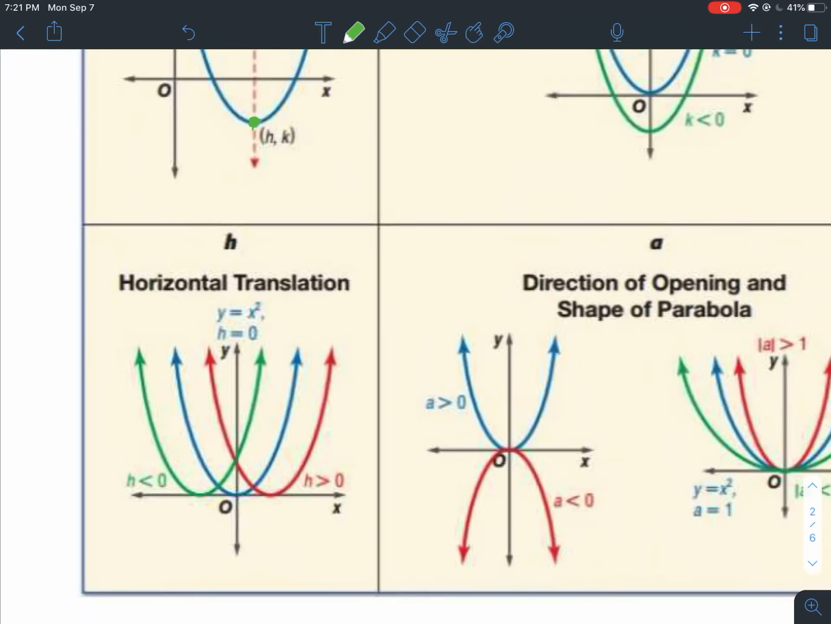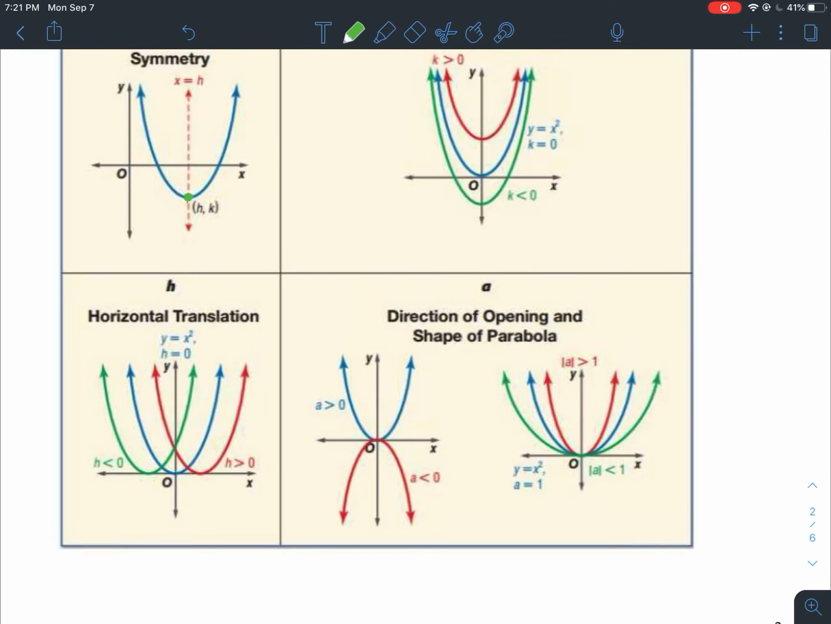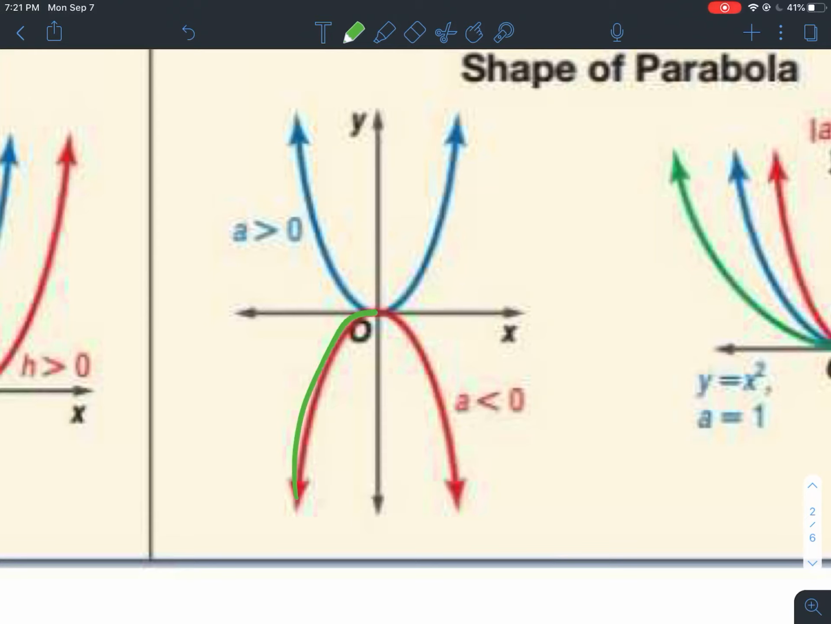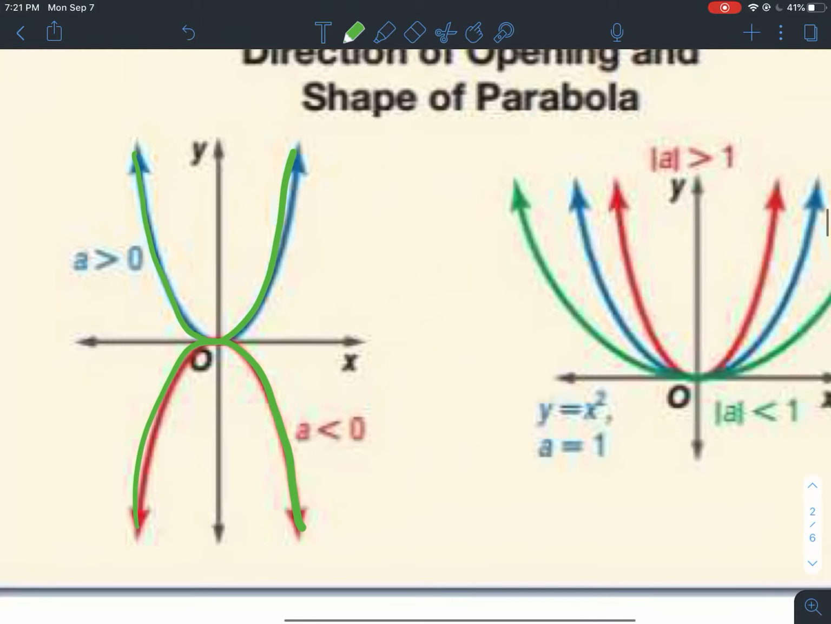Changing h moves it right and left. Now, a can do a couple of things. If a is negative, it's going to open downward. So if your a value, if that number out in front is negative, it's going to open down like a frown. If it's positive, it's going to open up like a cup.